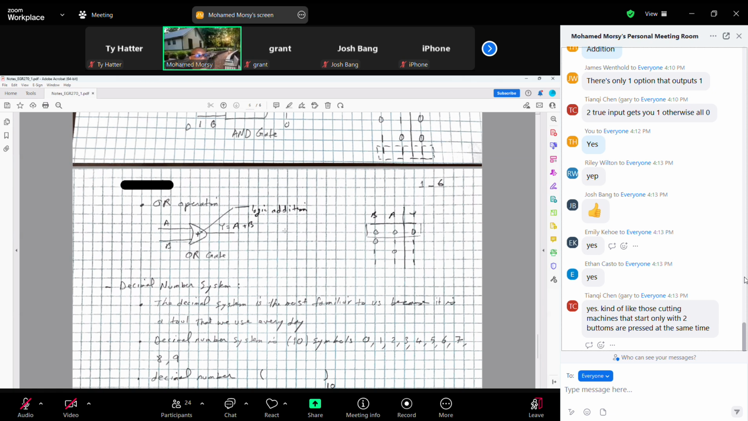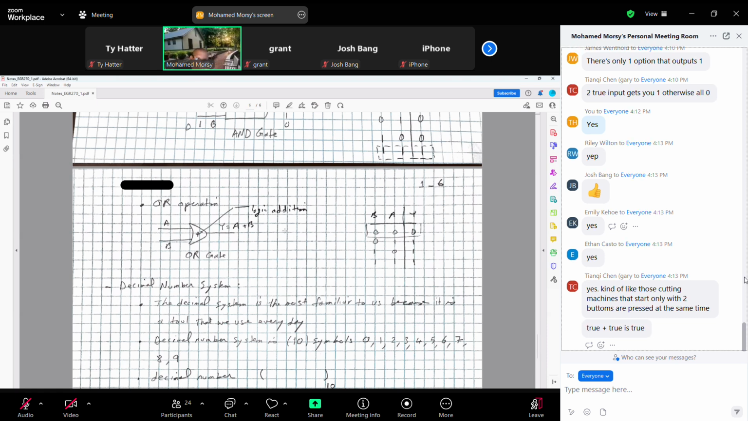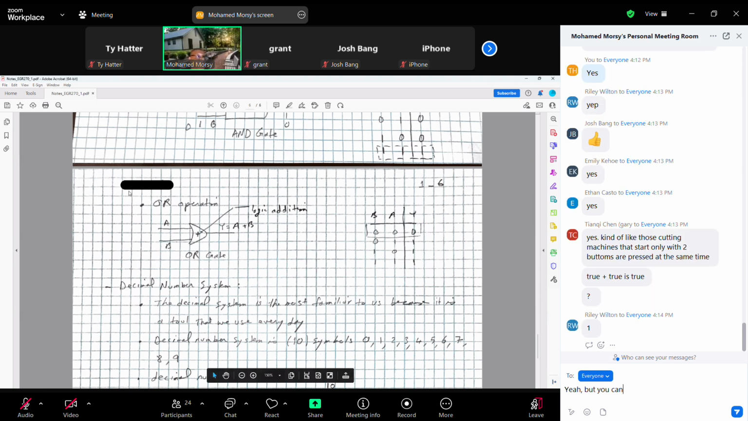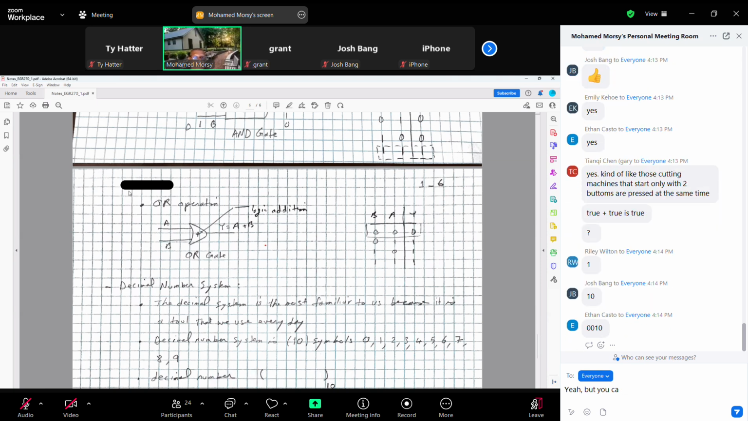This is different than binary addition. In the OR gate, we deal with logic addition. But binary addition is different. When we add 1 plus 1 in binary addition, what is it? In logic addition, exactly.